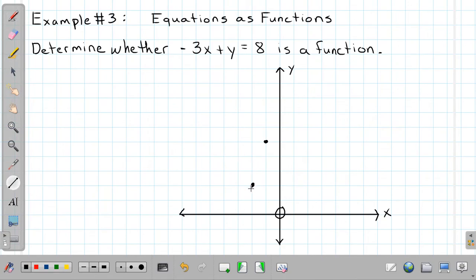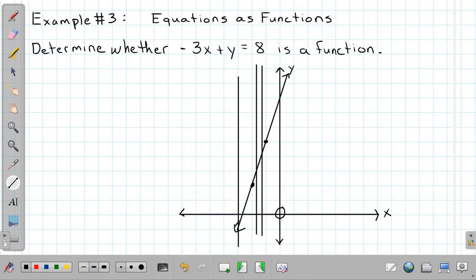I'm going to cheat here and use my nice little tool. So what we've got is a line going like this. There we go, that looks a little better. But even though it's kind of steep on the graph that I've drawn here, we cannot find a vertical line where it will cross more than once. We have it crossing the graph once here. You can see the y-axis kind of acts as a vertical line, and we only cross it once. So this is in fact a function.